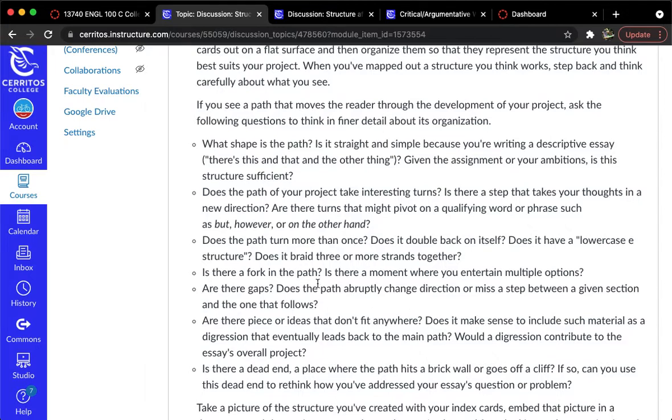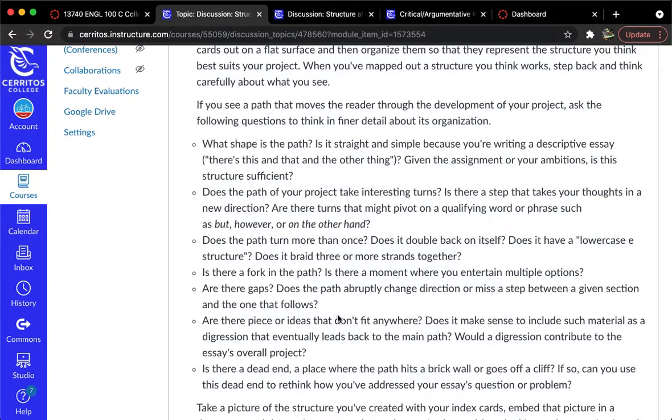Is there a fork in the path? Is there a moment where you entertain multiple options? So this might mean, perhaps there's an example you're analyzing from the TED Talk where there's two possible interpretations, and so you're exploring both interpretations. And so that would kind of create a fork in the path, which could be something really interesting. So if you notice that, or an opportunity to do that, I encourage you to play around with it.